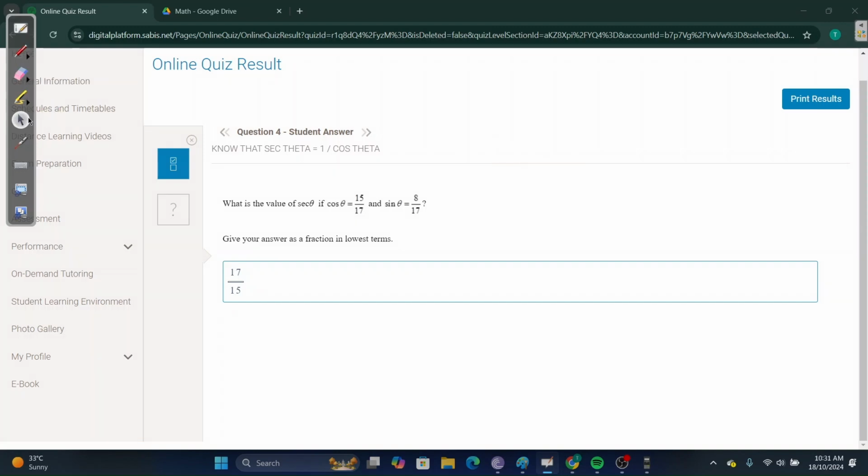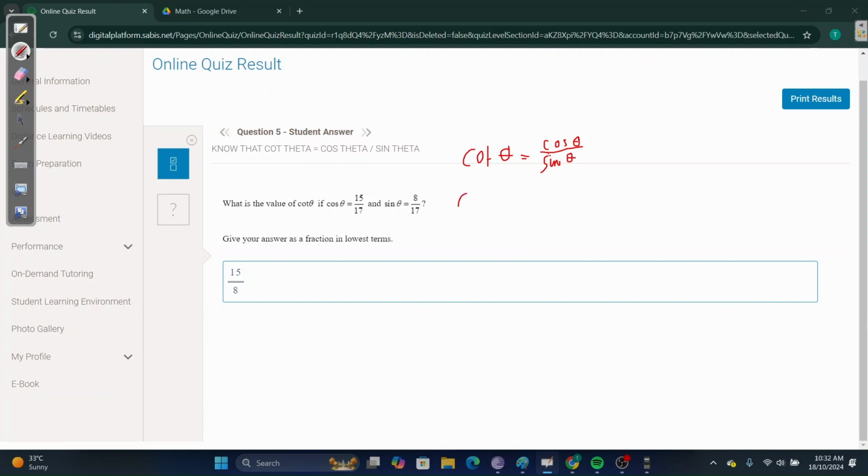Okay. Question 5. What's the value of cotangent theta? These are all the same values. Cotangent of theta, or cot theta, is equal to cosine theta over sine theta. You should remember that the tangent is sine over cosine, so the cotangent is the opposite. It's the cosine over the sine. So cotangent of theta is equal to this, right?